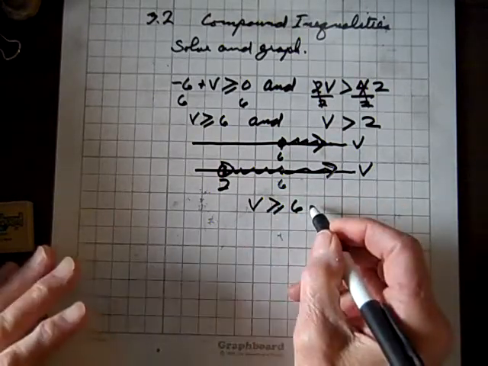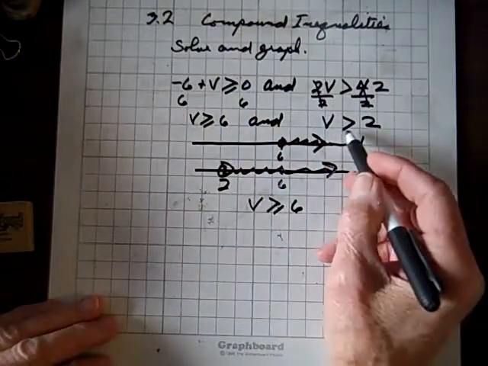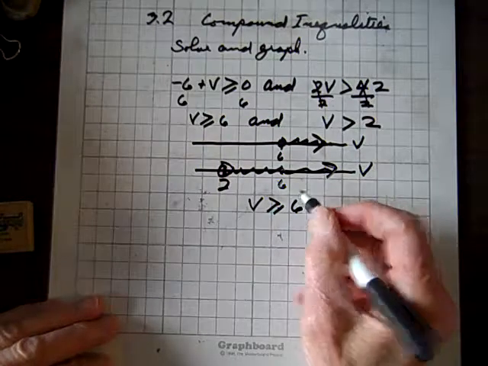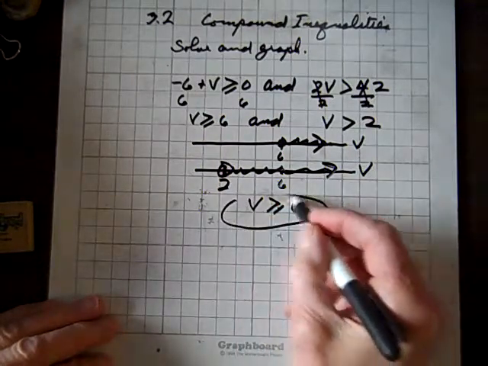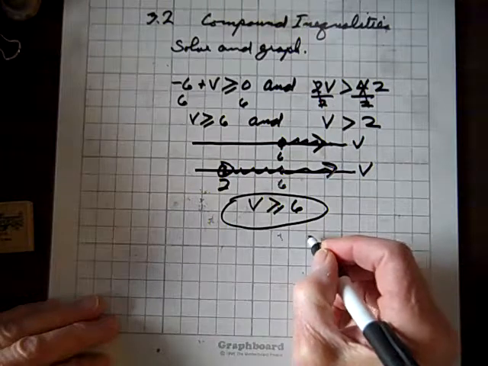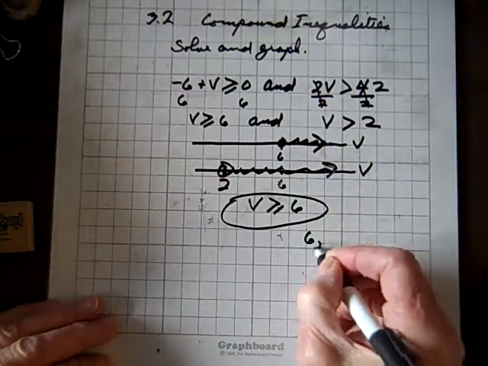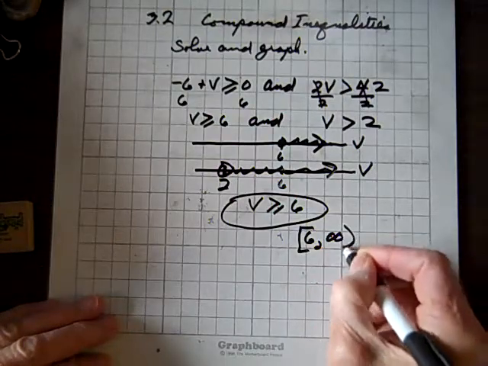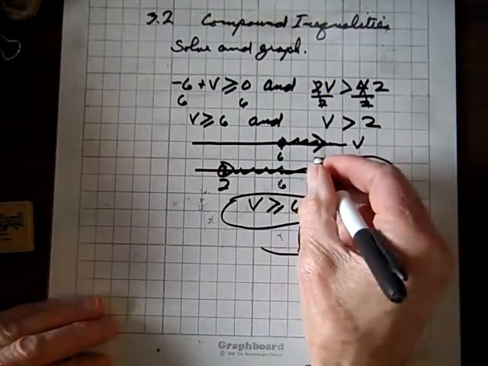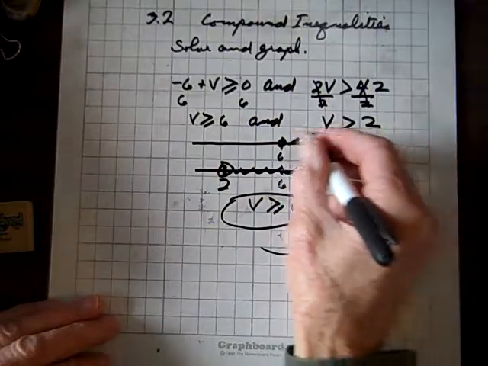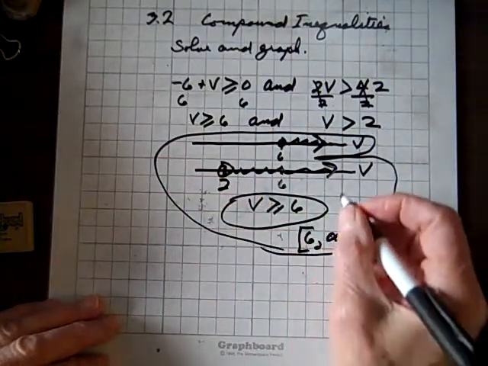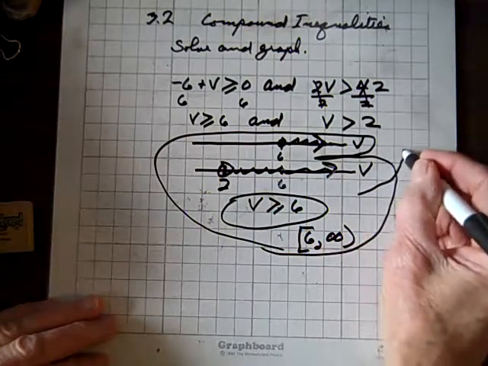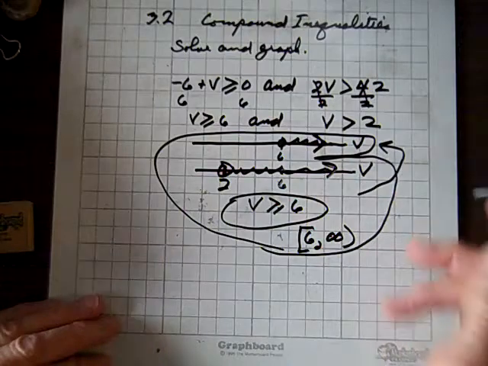Notice with the single inequality, the variable is always on the left. Anyhow, there's our solution, and oh yes, in interval notation that would be 6 to infinity. Bracket here, parenthesis there. So there we go. And there's our, well, I guess our graphs, aren't they? But the actual graph that indicates the solution is right there.